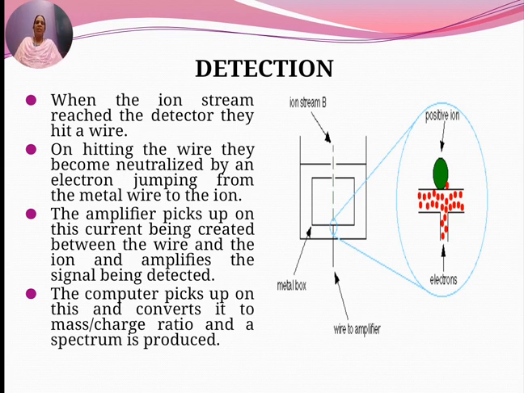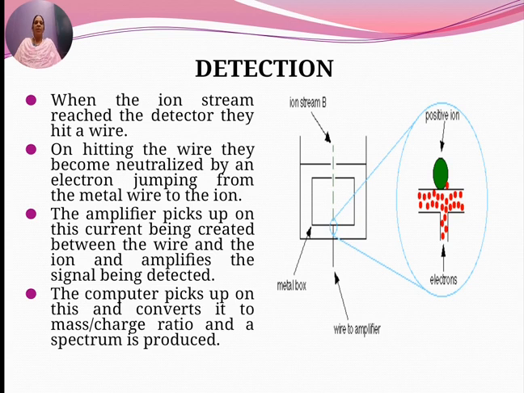So what is the detection system? When the ion stream reaches the detector, that is ion stream B, they hit a wire.